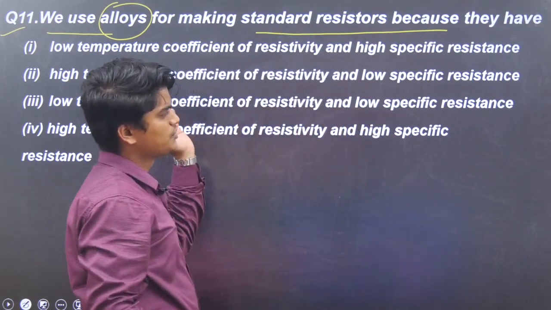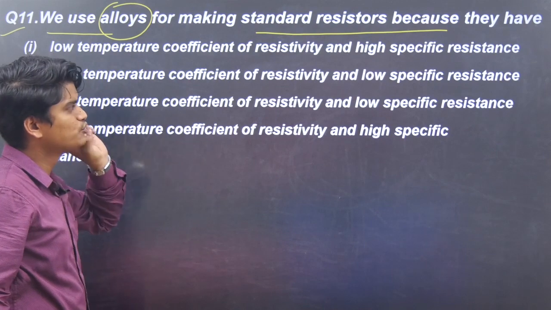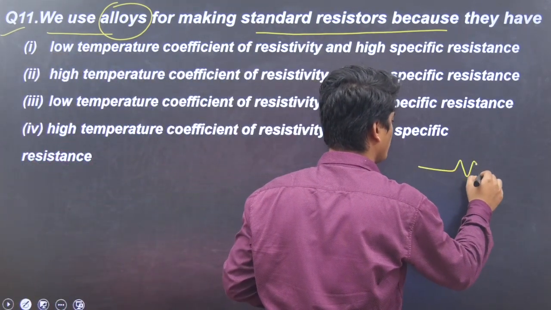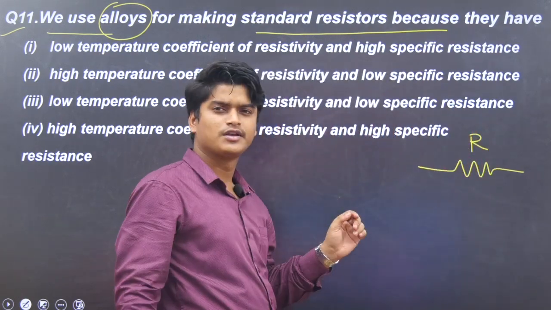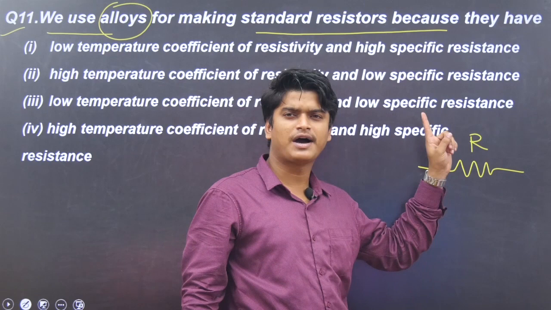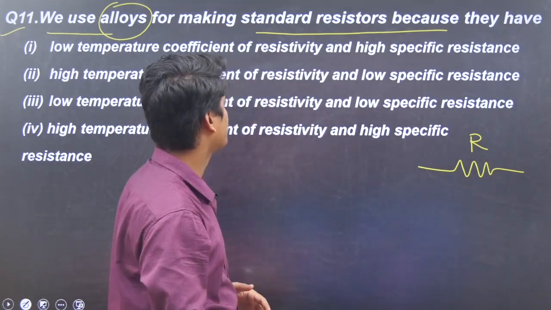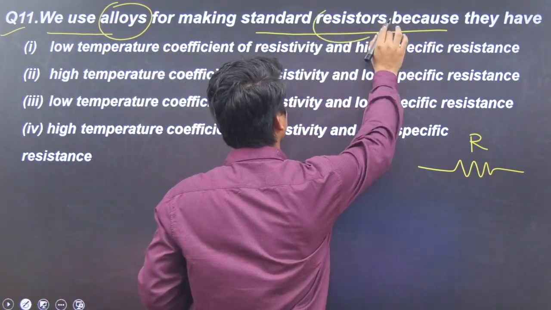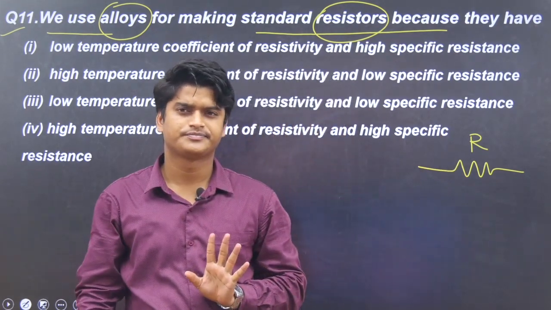It is given: alloys are used for making standard resistors because they have some properties given here. Now mostly alloys are used to make resistors, and how do we know a resistor? In our pen and paper we always draw resistors like this. This is the symbol of a resistor and we give it R, called resistance, the value of the resistor. If you want to make these resistors, you always want to make this R a constant thing.